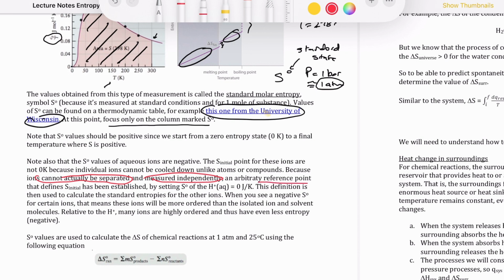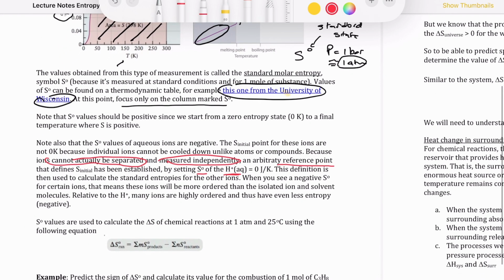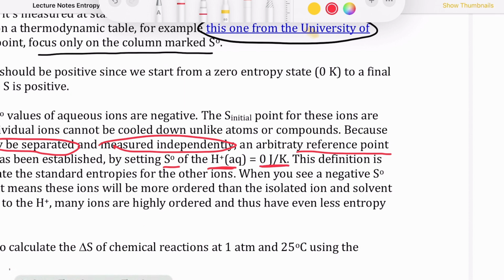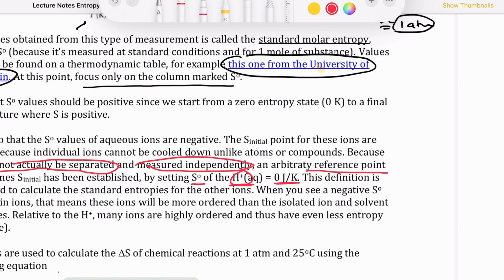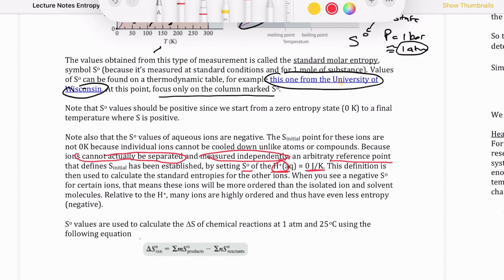So the reference point for ions, therefore, is not actually the 0 Kelvin state, but we define 0 for ions as the entropy of the H plus ion, the proton, and that's just arbitrarily defined as 0 joules per Kelvin. Okay, because H plus actually is a fairly high entropy state, right? It's just H plus ions moving around. So there's some entropy associated with that state. So if my ion is something that doesn't have as many microstates compared to the H plus, then when I'm measuring relative to the H plus, I'm going to get a negative value. And that's why you see some of those negative numbers in the thermodynamic table that I was showing you earlier.